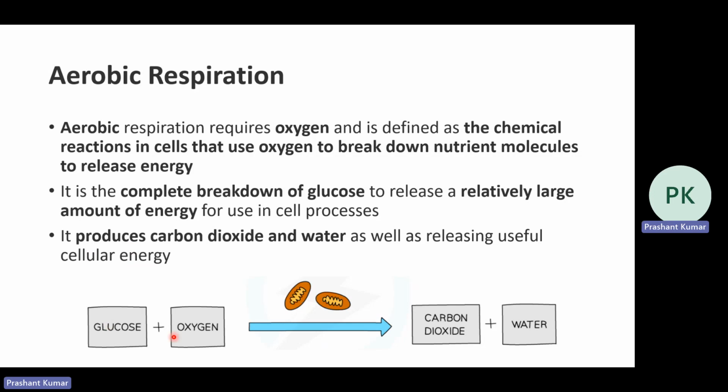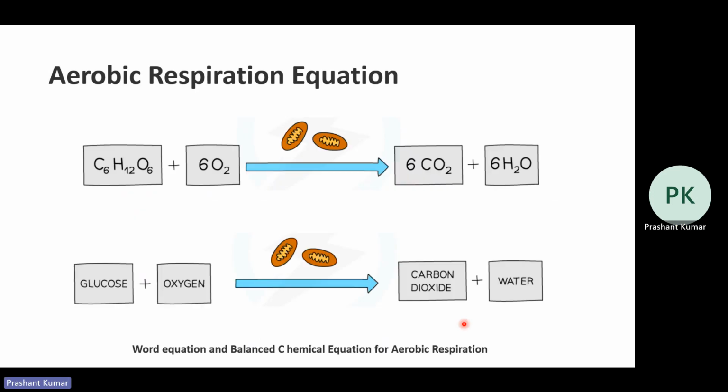So the equation becomes like this: glucose plus oxygen. It occurs in mitochondria, in the cells, giving carbon dioxide and water. So this is the equation. This is the chemical equation, and this is the word equation.